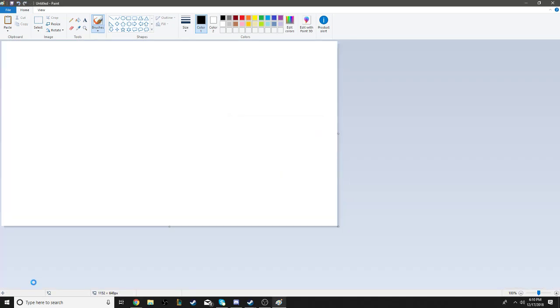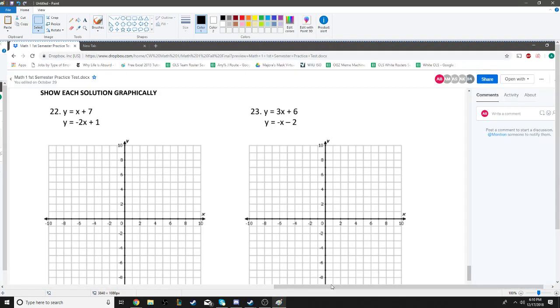Okay, to solve graphically. Okay, x plus 7, start at 1, 2, 3, 4, 5, 6, 7. And up 1 over 1 to create your graph. I'm actually going to use a real line for this one.